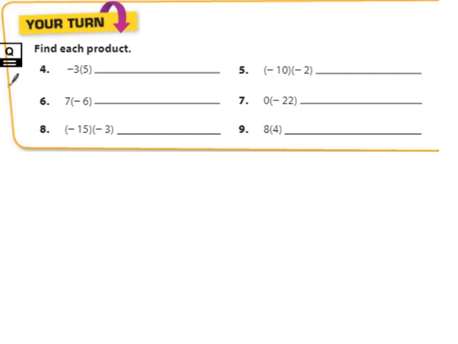Number 4, negative 3 times positive 5. My answer is negative because I have a negative times a positive, so therefore it's definitely negative. 3 times 5, 15.